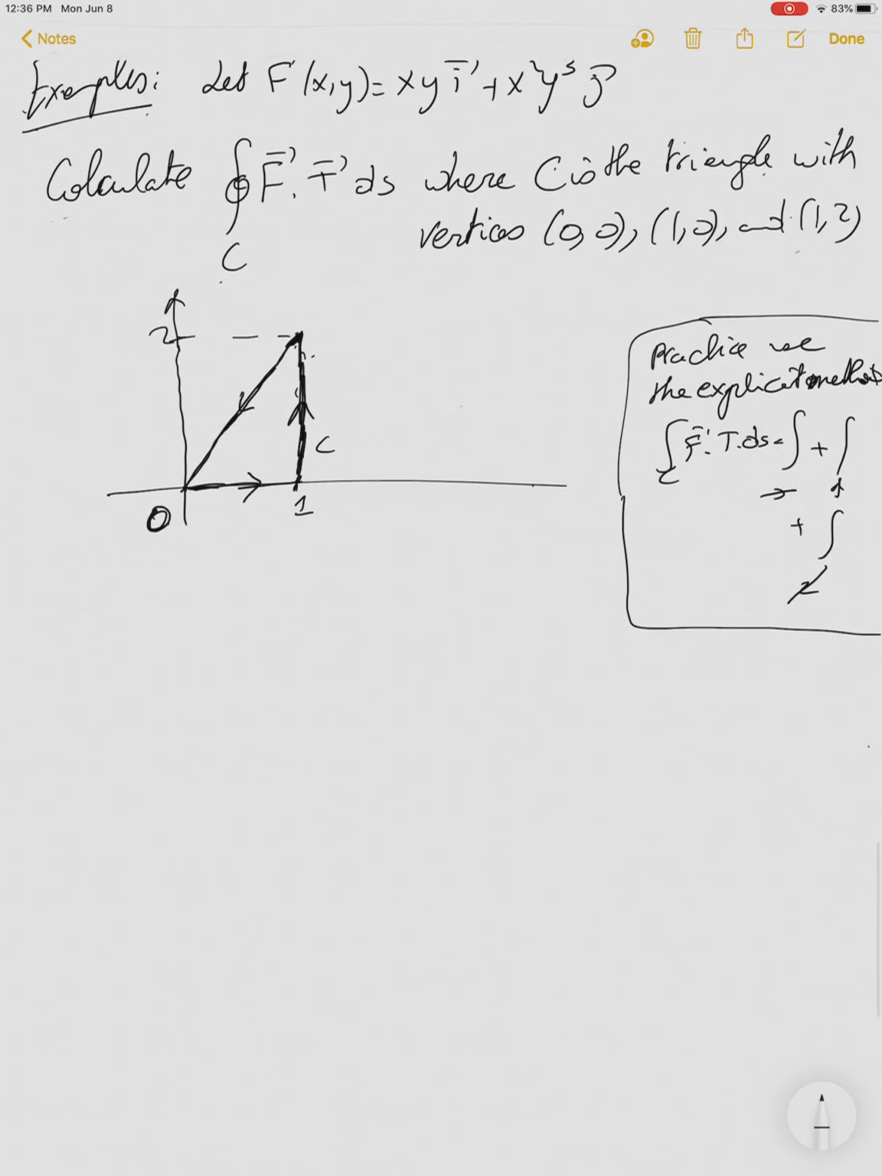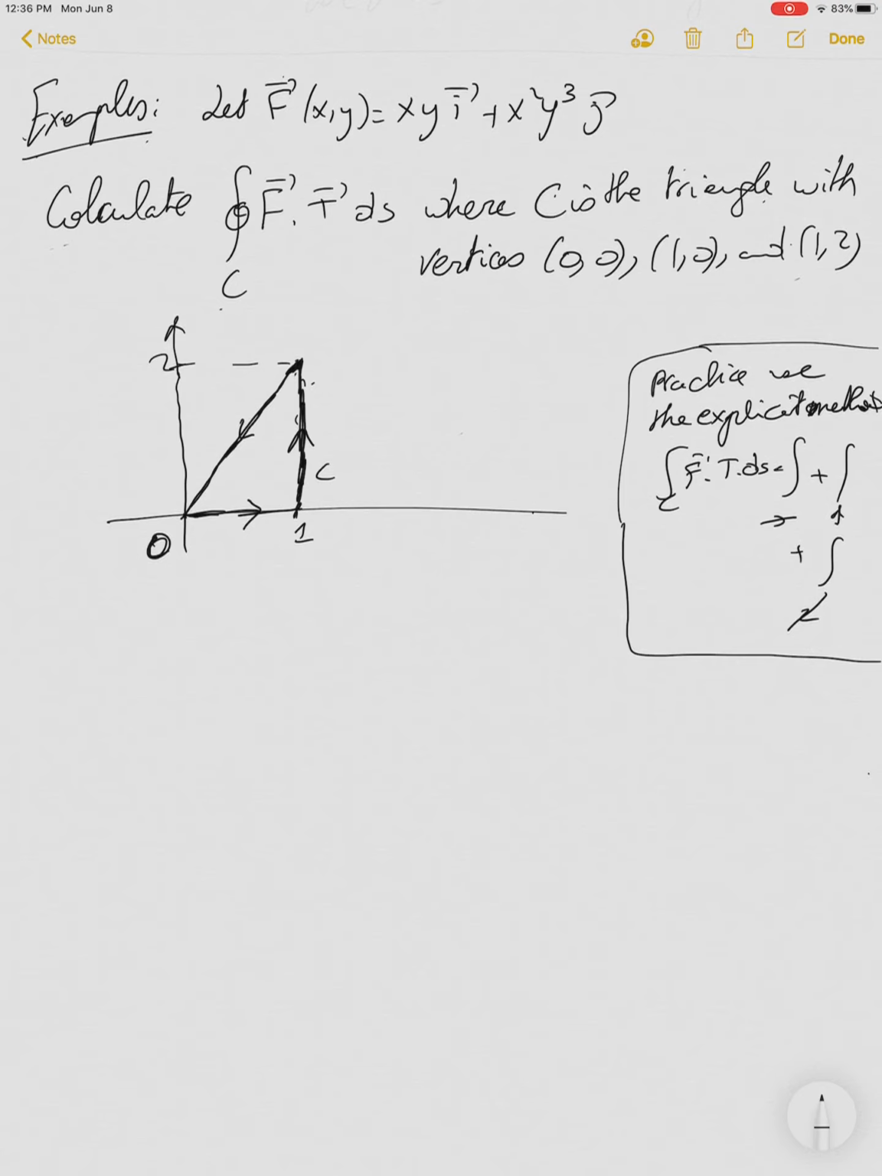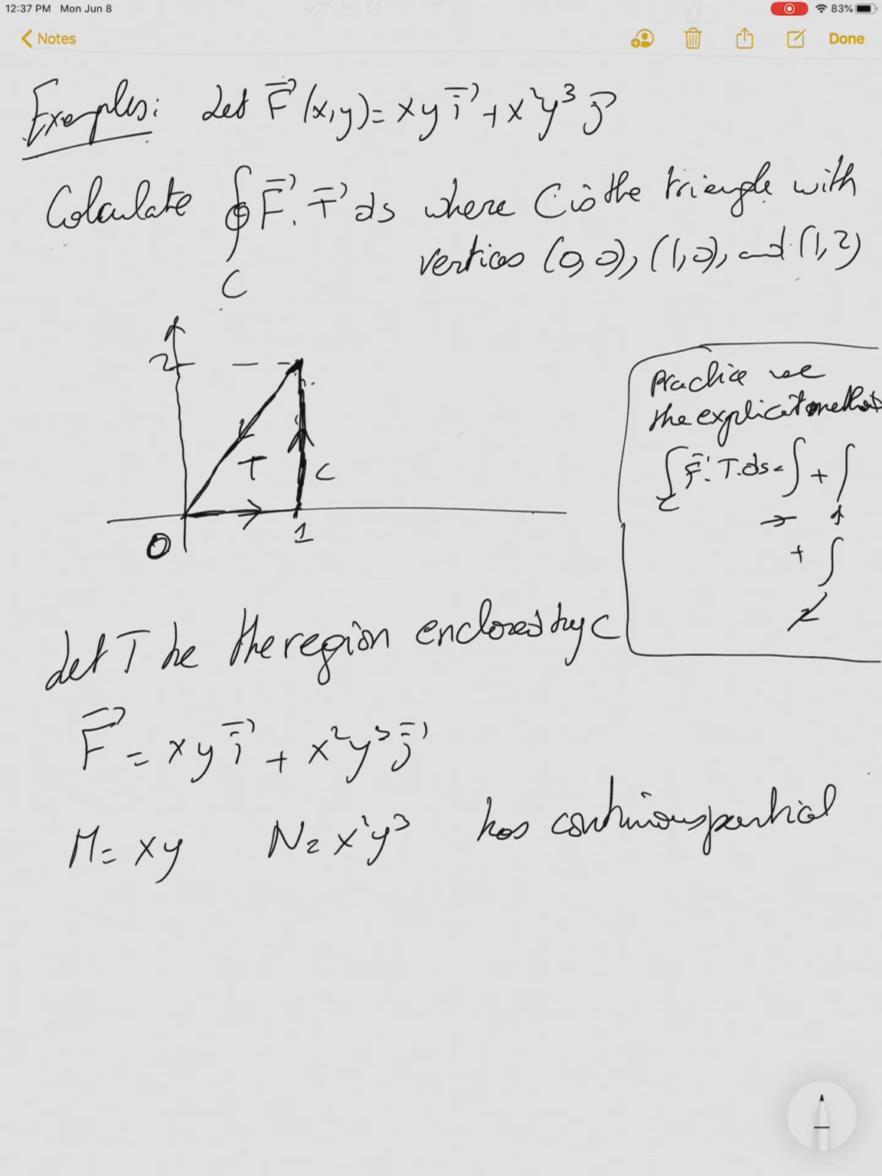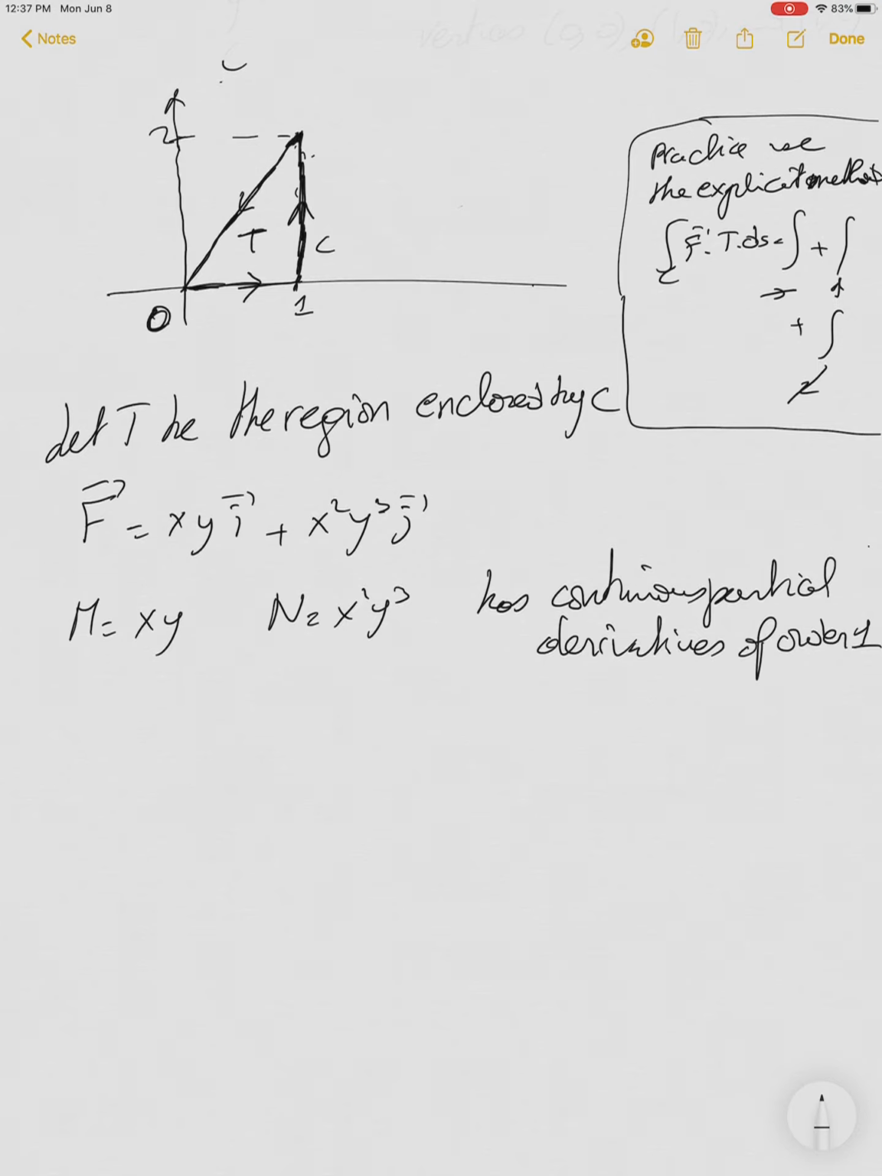And I will use Green's theorem, but in order to use Green's theorem, I have to go inside my triangle. So let's call this T. Let T be the region enclosed by C. Now I have f is xy i plus x squared y cubed j, so M is equal to xy and N equal to x squared y cubed. This has continuous partial derivatives of order 1 everywhere in R2. Then I can use Green's theorem.